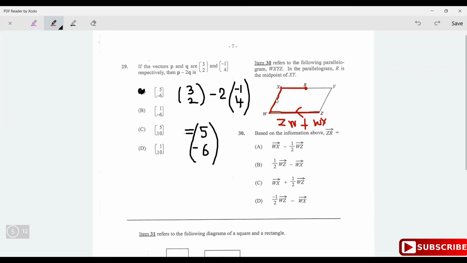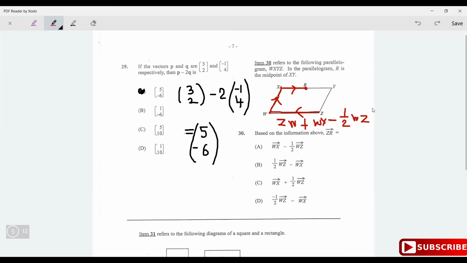This is what we're doing. So it's ZW plus WX plus XR. But look, XR is a half of WZ. But because it's going in the opposite direction, it is minus a half WZ. Because you're going in the opposite direction, it's minus a half WZ. All right? Nice. That is it.